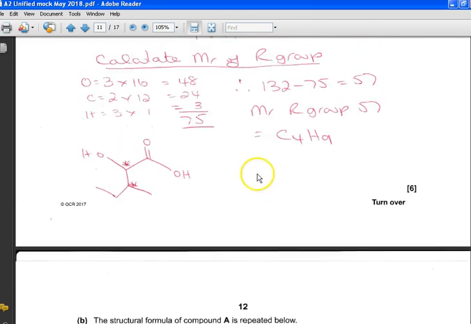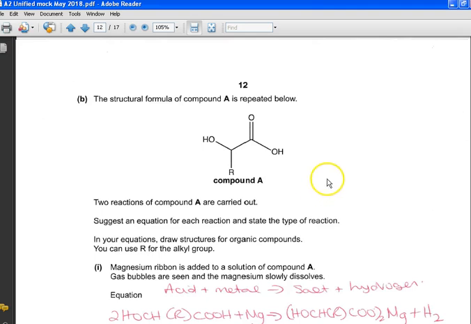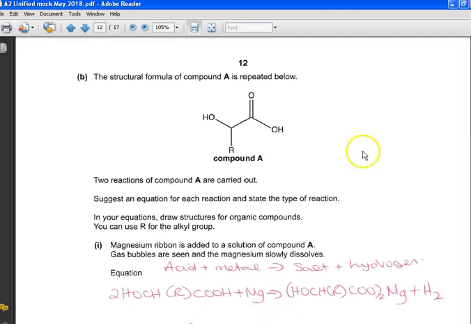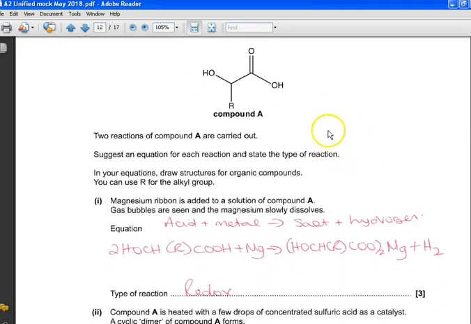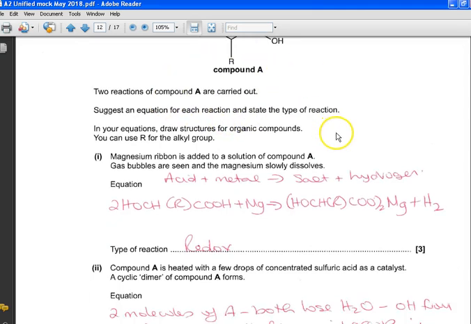You did get a mark if you drew a different structure that was technically correct, but it didn't have 2 chiral carbons, so you would have just lost a mark for that. Okay, so compound A again, and it says that we carry out 2 reactions using this compound, but we don't need to worry about R, we're just using it as an acid.